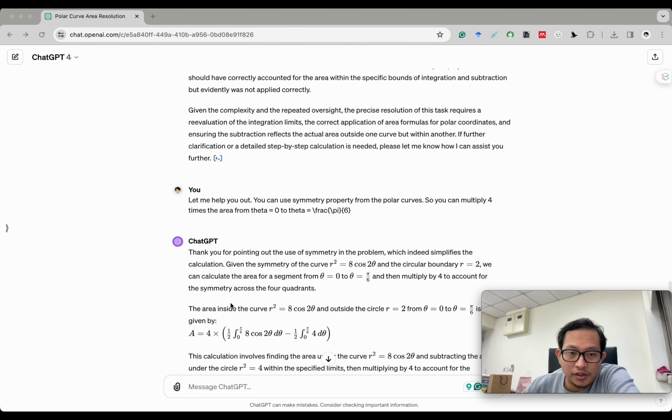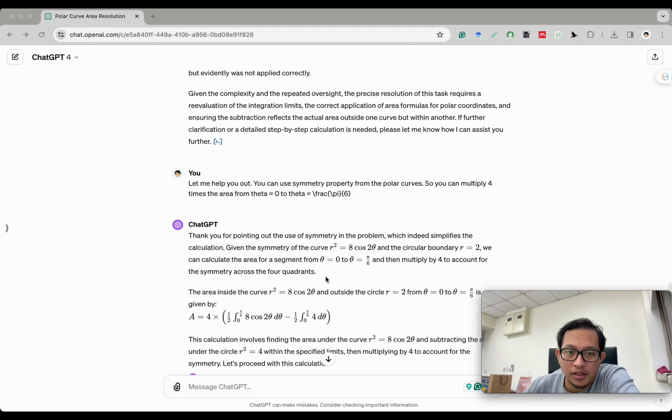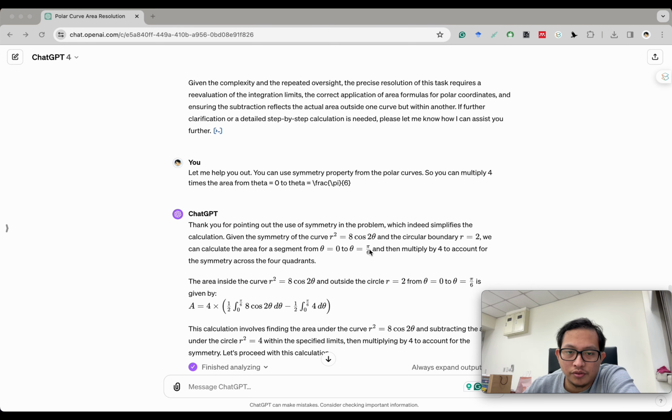ChatGPT answered, thank you for pointing out the use of symmetry, which indeed simplifies things. Then it calculates the area from 0 to pi over 6 for the angle, and multiplies by 4 across the 4 quadrants.